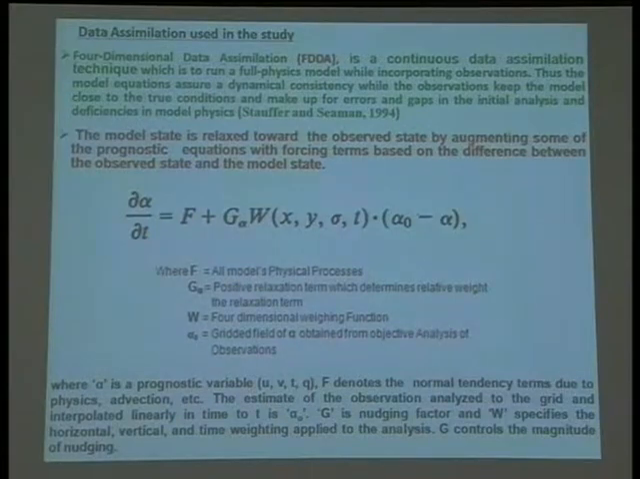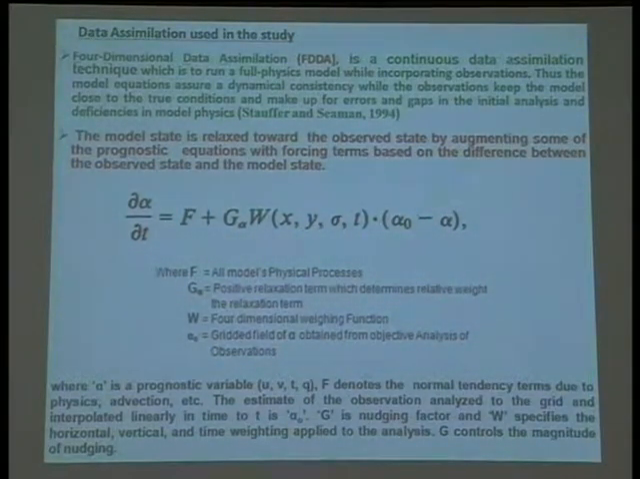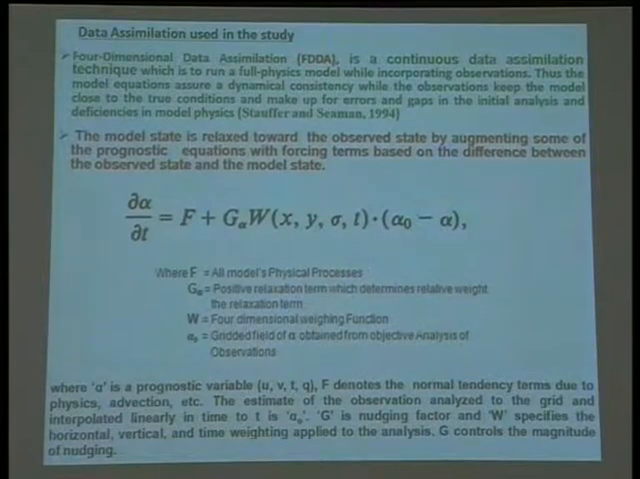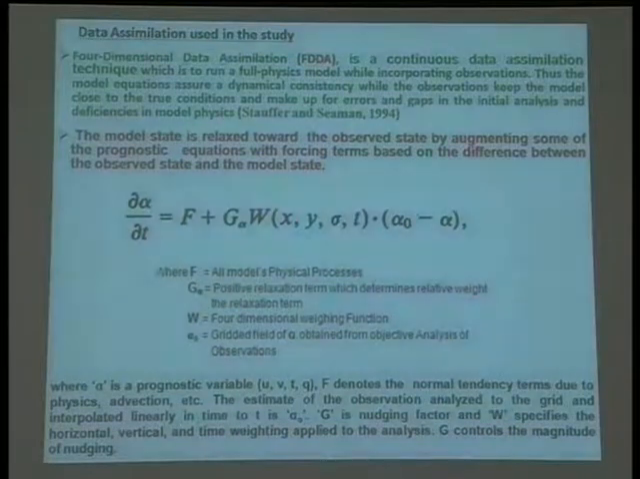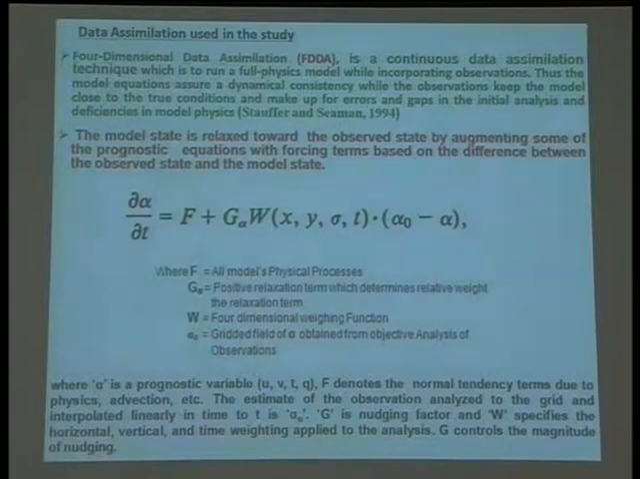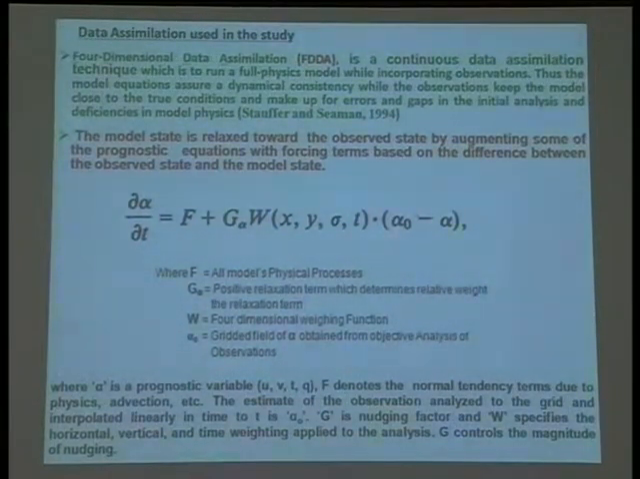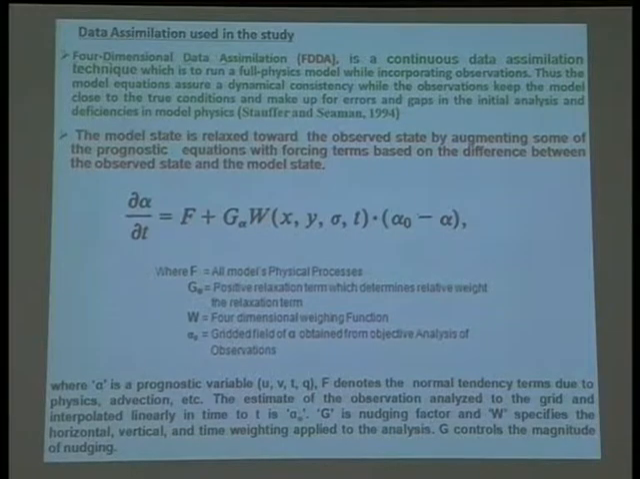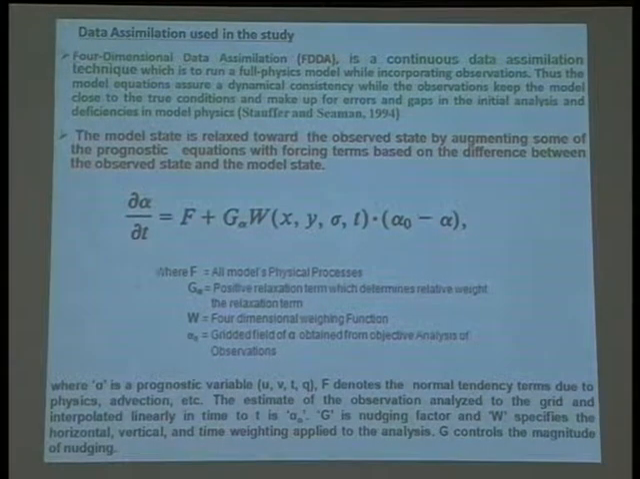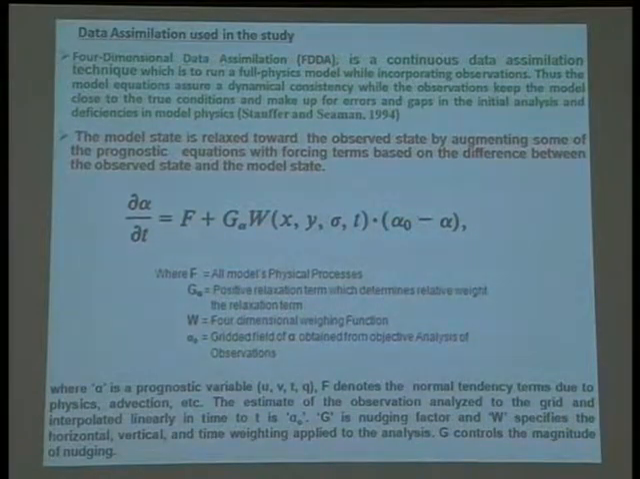This is the data assimilation I used in this study. The technique is 4-dimensional data assimilation. It is a continuous data assimilation technique which runs a full physics model while incorporating observations. Thus, the model equations assure dynamical consistency while the observations keep the model close to the true conditions and make up for errors and gaps in the initial analysis and deficiencies in the model physics, which means that the model state is relaxed towards the observed state by augmenting some of the prognostic equations with forcing terms based on the difference between the observed state and model state.